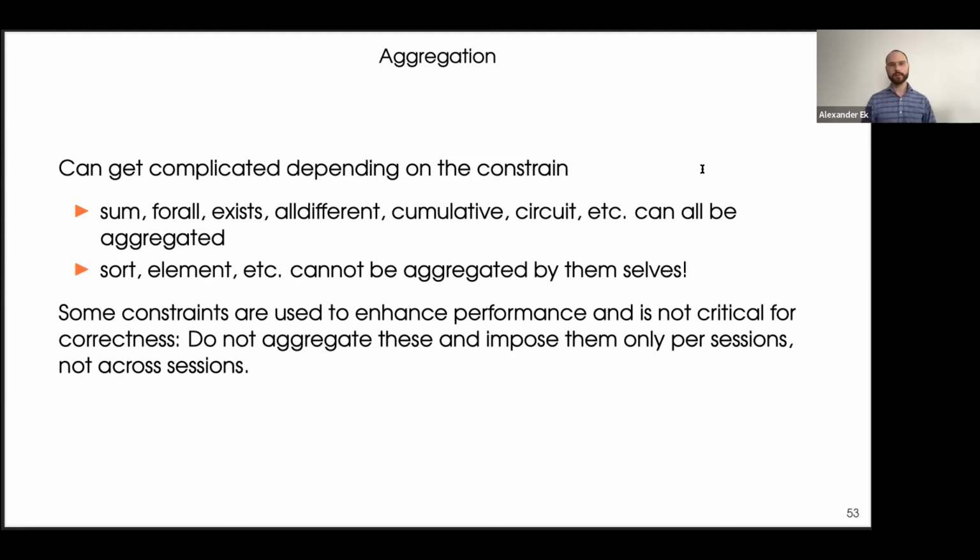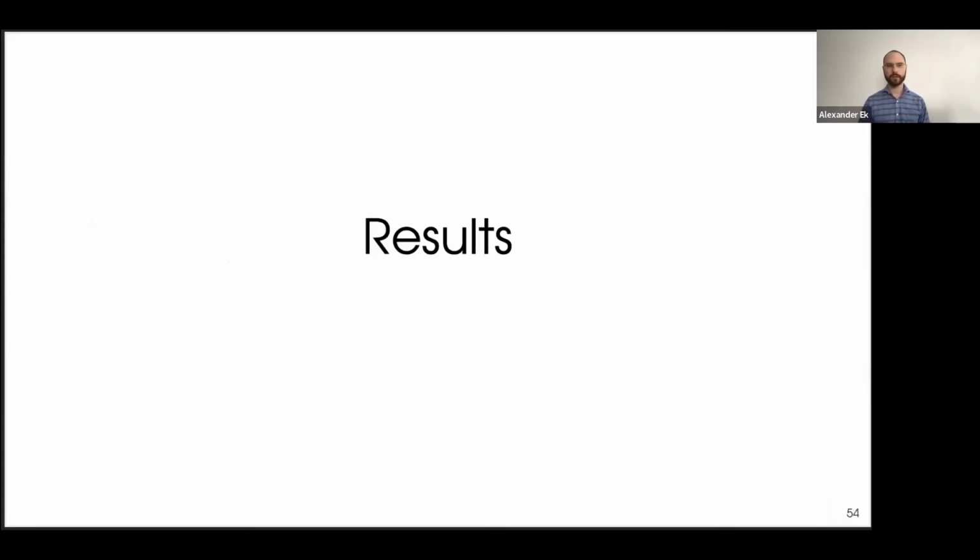The other reason why sort or something like that is used is to enhance performance. There could be some symmetry breaking and things like that. And this is not critical for correctness, right? So we do not aggregate these and we only impose them per session, not across sessions. And then the garbage collection will still work and the aggregation will work, right? Now, let's look at some results.